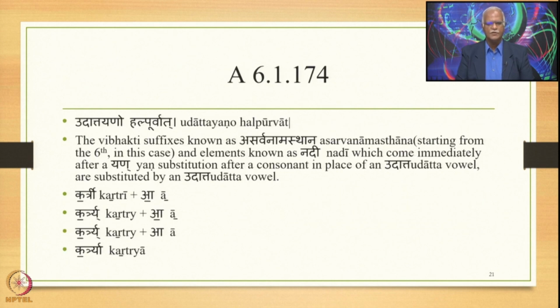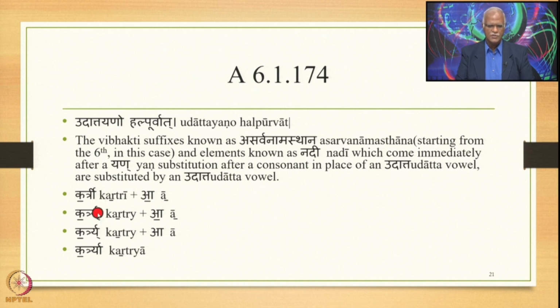We also observed that udatta yanohal purvat applies in case of the vibhakti forms from instrumental onwards, where we derive the form kartriya in this particular fashion, kartri plus a, where you had kartri with e as udatta followed by a which is an anudatta.